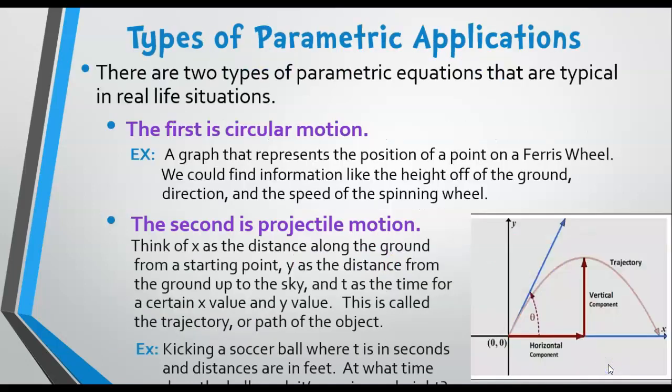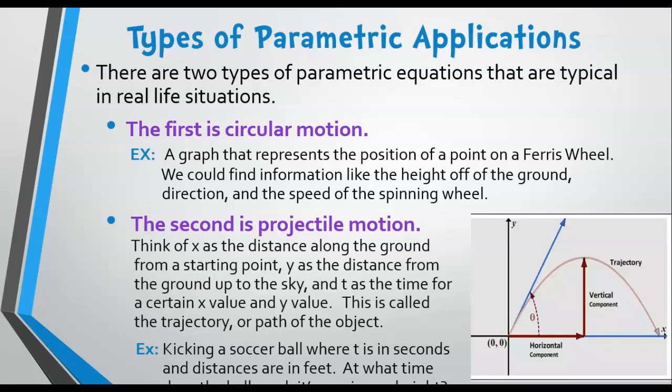So there are two types of parametric applications that we tend to look at. The first one is circular motion. So think of a Ferris wheel and how a Ferris wheel moves. The graph could represent the position of a point on the Ferris wheel. We could find information like the height off the ground, or the direction, or the speed of the spinning wheel. So there's a lot of things that can come into play when you add that motion into the problem.